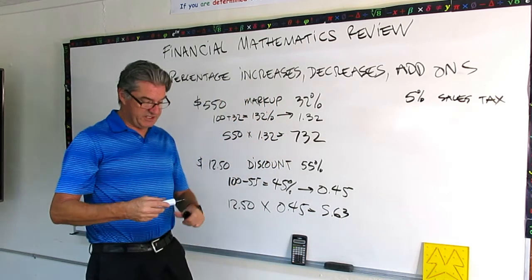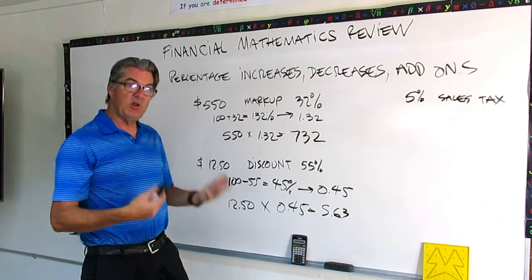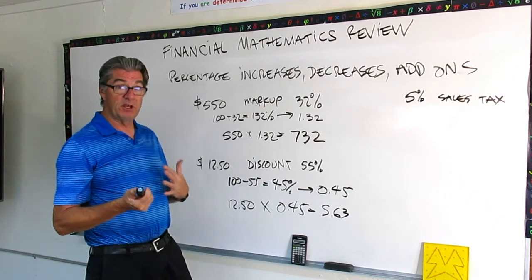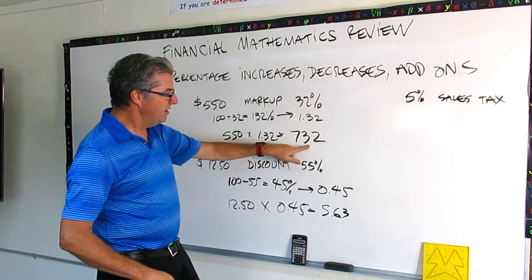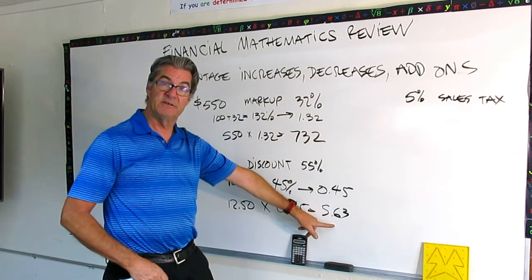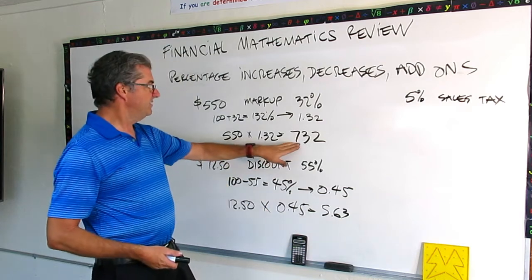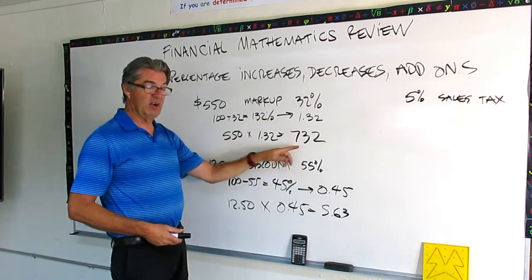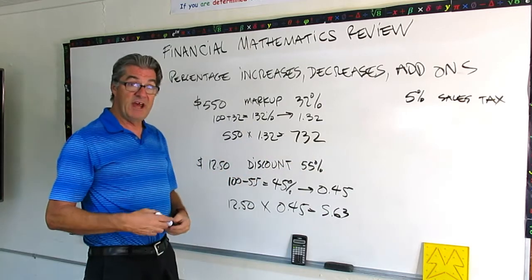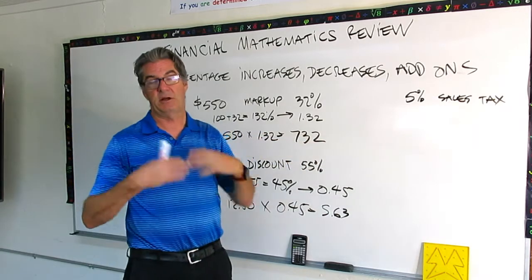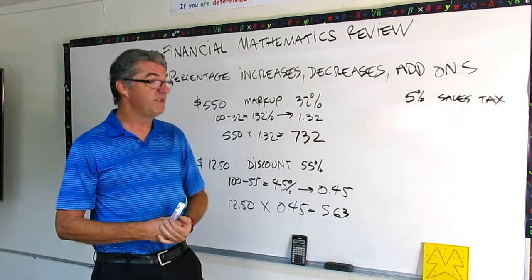Now finally, we did some add-ons. And the typical add-on is a sales tax. So what we're going to do is apply this 5% sales tax to these prices that we calculated. In this case, we marked up that piece of furniture to $732. Let's say somebody buys it. So now we need to add the sales tax to compute the final total of the sale.